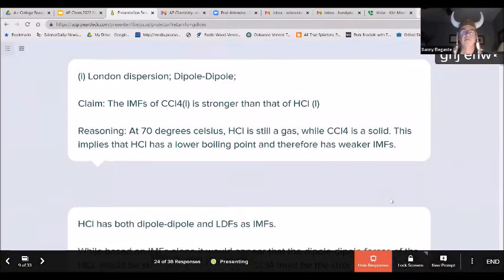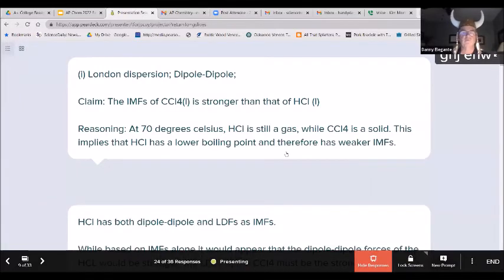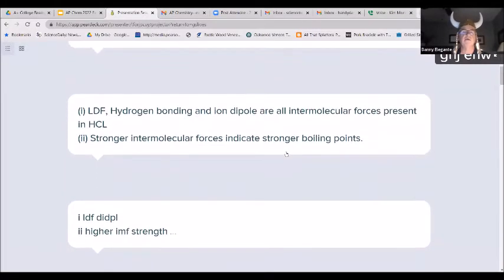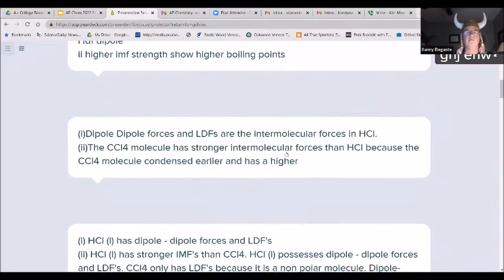London dispersion, dipole. CCl4 is stronger than HCl. Dipole, and LDFs. LDFs, hydrogen bonding, or an ion dipole. So keep in mind that for ion dipole, you have to have an ion somewhere, right? So ion dipole would be something that's polar, like HCl. I'm with you there, HCl is polar. But you'd also have to have some ion present. I don't really see that in this one. And remember that for hydrogen bonding, hydrogen has to be stuck to fluorine, oxygen, or nitrogen, F, O, or N, in order to make a hydrogen bond. So keep that in mind.